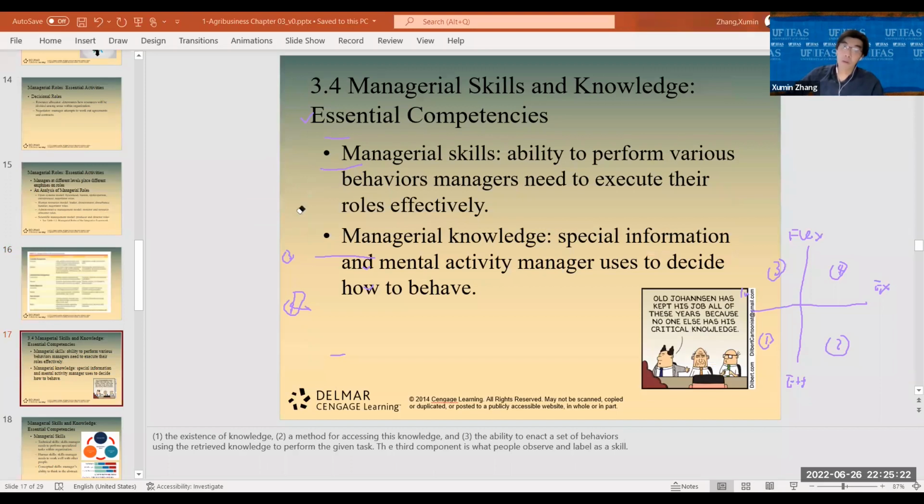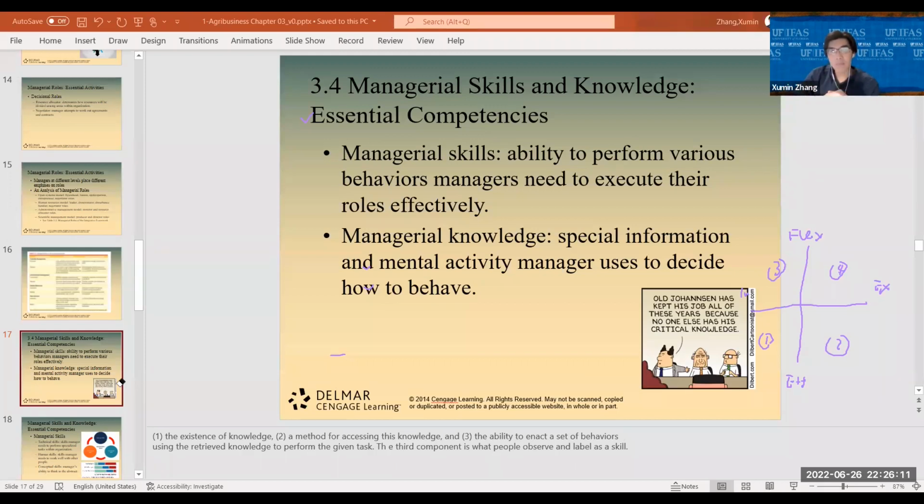Since we introduced the role, we then needed to talk about what skill and what knowledge you need to play that role, to be an effective manager, to be ready for promotion. You will wonder what exactly I am talking about. When you talk about managerial knowledge and managerial skill, let's put it this way: we need different managerial knowledge and managerial skill.